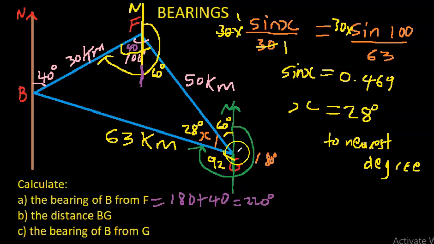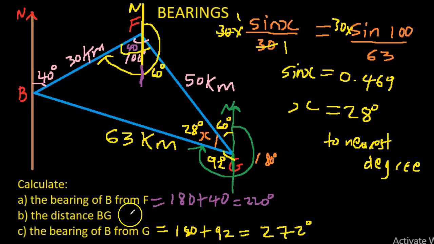So the angle we want, the bearing of B from G, is from here to here 180, and then from here to here 92 degrees. So it's 180 plus 92 degrees. 180 plus 90 is 270, add 2, so 272 degrees. And BG was 63 kilometers, right? And that's our solution.